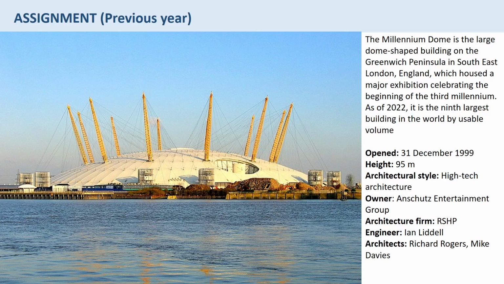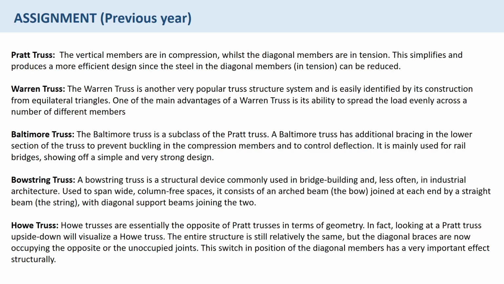Harvey truss. Harvey trusses are the opposite of Pratt trusses in terms of geometry. In fact, looking at a Pratt truss upside down will let you visualize a Harvey truss. The entire structure is still relatively the same, but the diagonal braces are now occupying the opposite or the unoccupied joints. The switch in position of the diagonal members has a very important effect structurally.